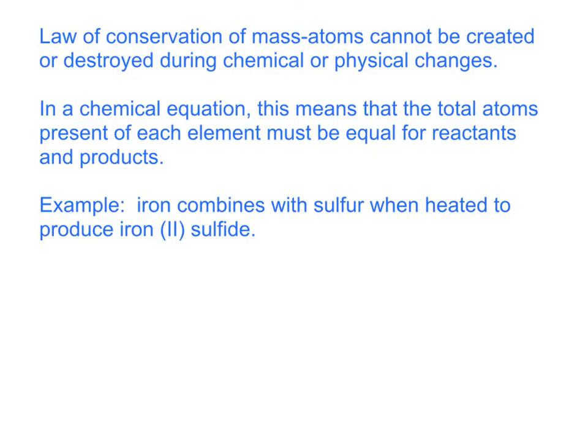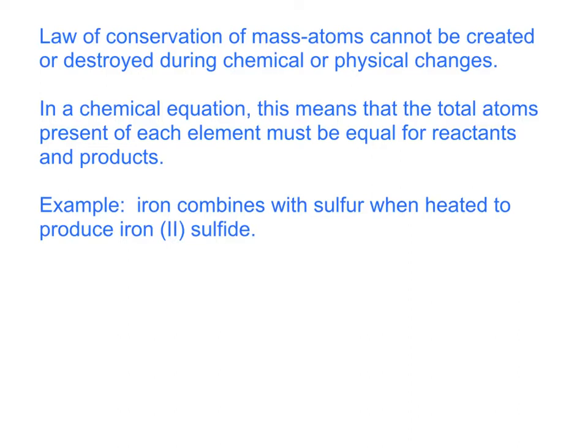So to review, one of the fundamental physical laws is the law of conservation of mass. That is that atoms or matter can't be created or destroyed during chemical and physical changes. So in a chemical equation, this means that the total atoms present of each element must be equal for reactants and products. So we put that arrow in the middle. It's kind of like the equal sign in this chemical equation. Whatever you have on the left side of the equation has to also be present on the right side. It's very much like algebra. You can't add something to one side of the equation unless you add the same thing to the other side. So that's the basic concept.